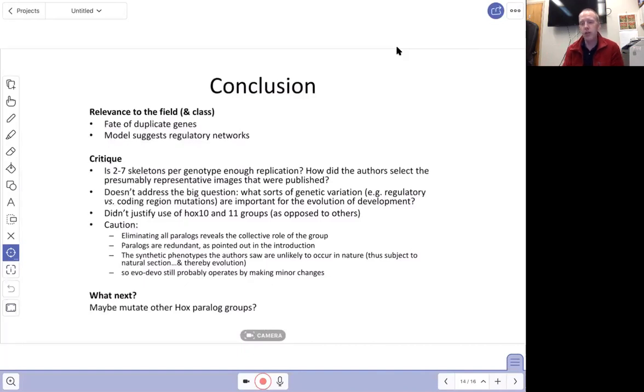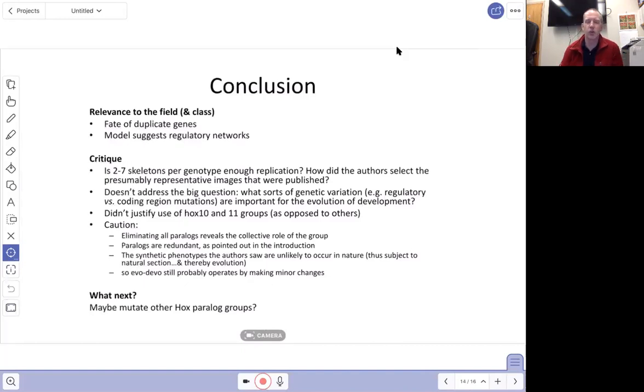So that's a big question of evo-devo. It's not something that this paper set out to address, but we still don't know from this paper whether regulatory mutations versus coding region mutations might cause axial patterning evolution. Because they didn't look at natural mutations, they caused particular types of mutations to create these mice to study. So their experimental approach wasn't amenable to answering this question, and we shouldn't assume we can learn about it from this paper.